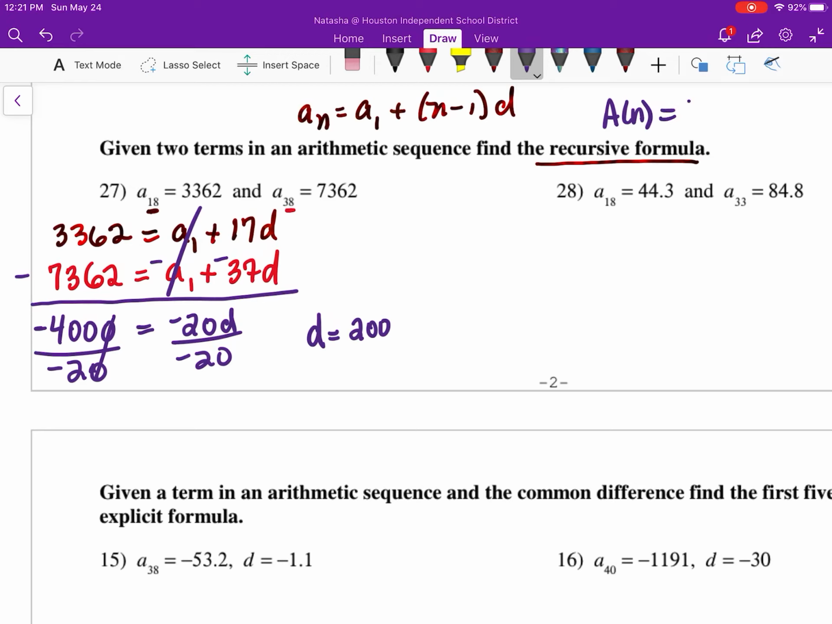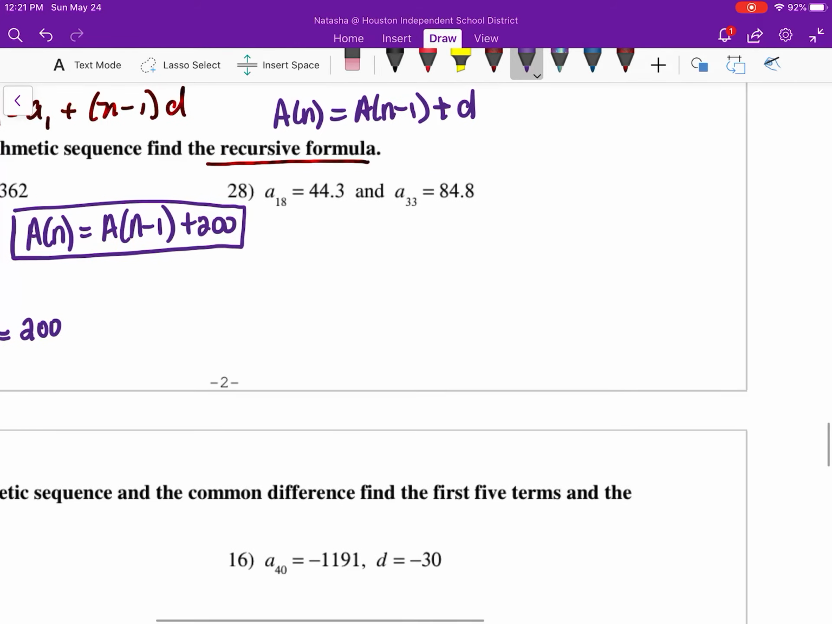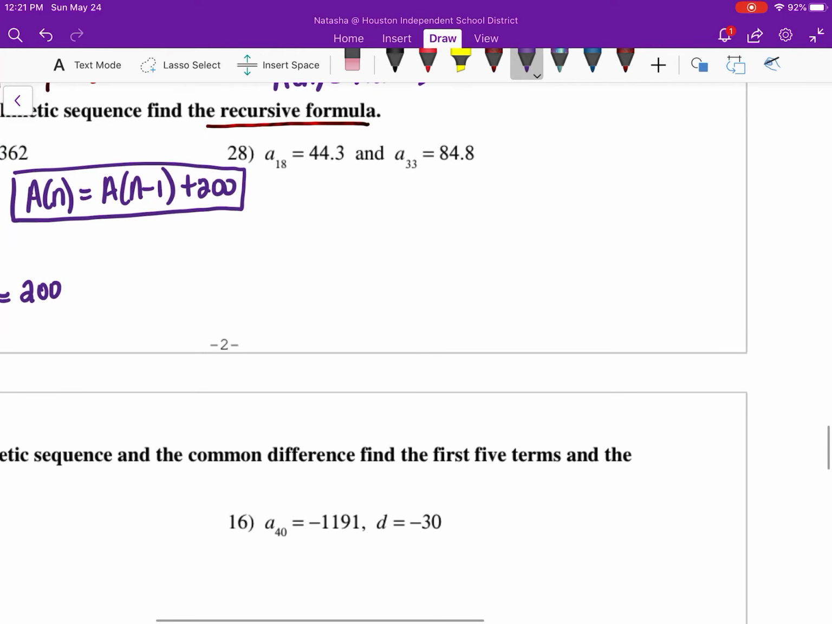Now, the recursive formula, as a reminder, is a sub n is equal to a sub n minus 1 plus our difference. So we don't even need to find our first term. We could go back and find the first term, but we don't need to. We're just wanting to find the recursive formula. So that recursive formula is going to be a sub n is equal to a sub n minus 1 plus 200. So we have answered the first question, number 27.